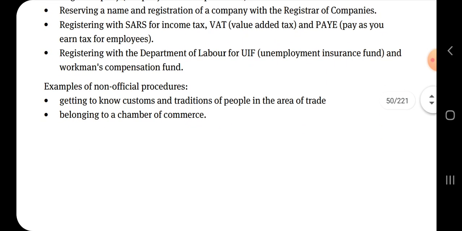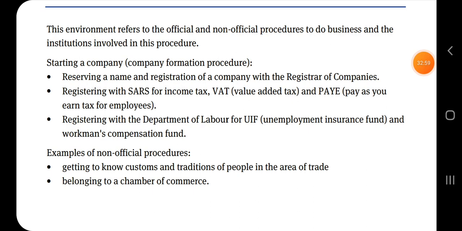So examples of non-official procedures are getting to know customers and traditions of people in the area of trade. So when a business is operating in a certain area, they must try to get to know the customers and the traditions in the area where they are operating, and belonging to a chamber of commerce. So you must belong to a chamber in that vicinity. So that's it for the macro environment.